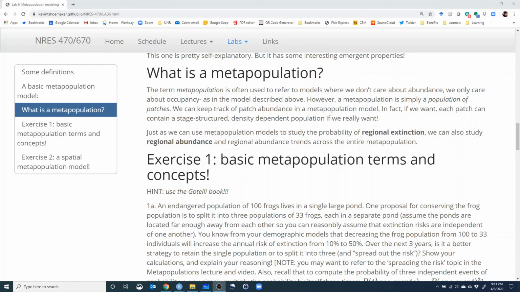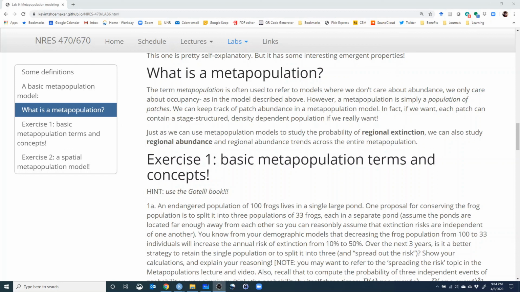All right, what is a metapopulation? Well, we've been through this a little bit in our lecture, but the term is worth talking about, because it can mean different things to different people and in different contexts. The term is often used to refer to models where we don't care about abundance, where we only care about occupancy. So sometimes when people say metapopulation model, they mean classical metapopulation model. They're not talking about other types of models where we have different patches in space and we're doing models of populations.